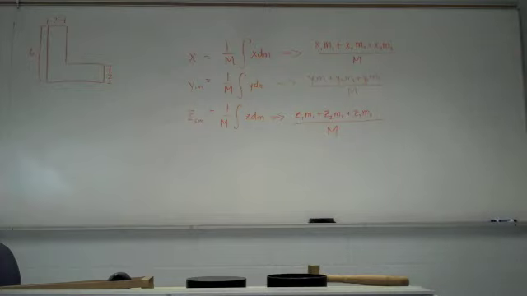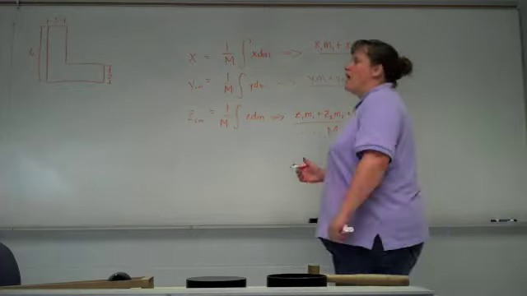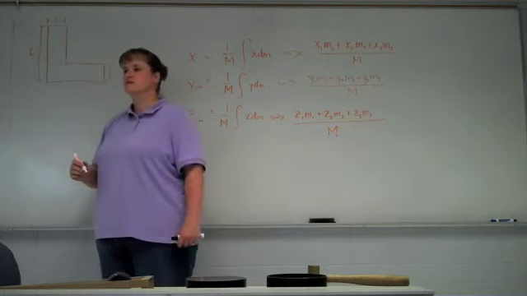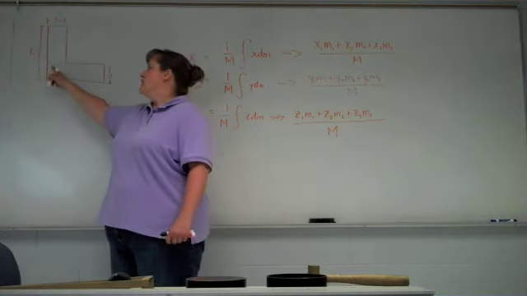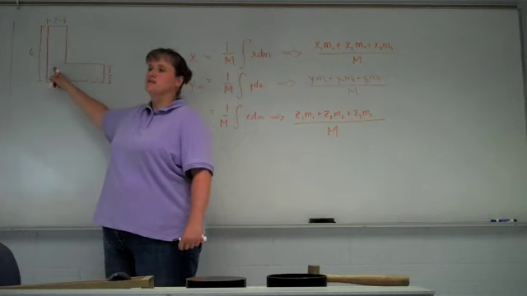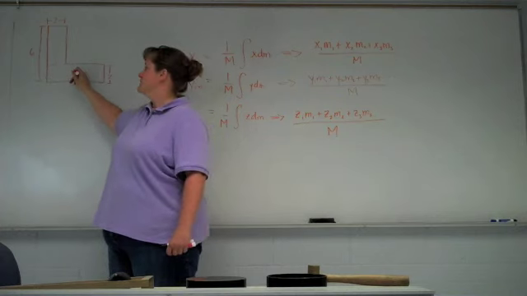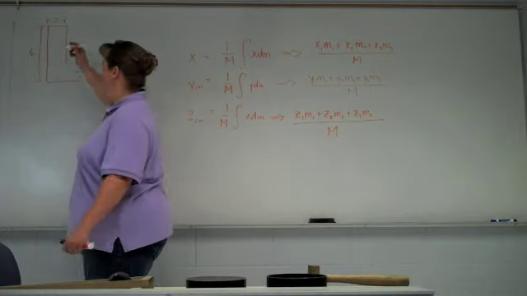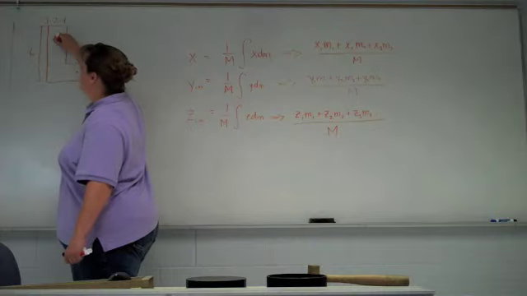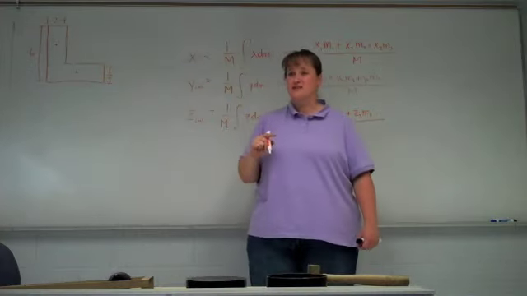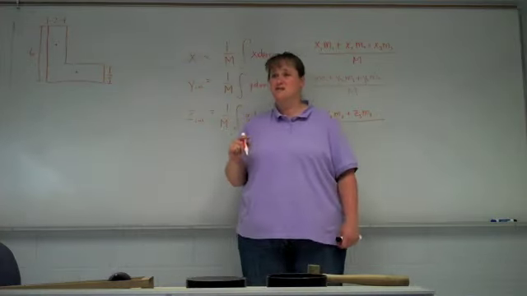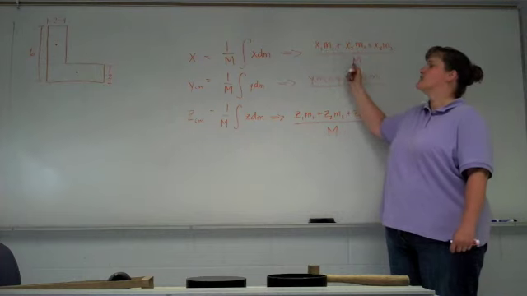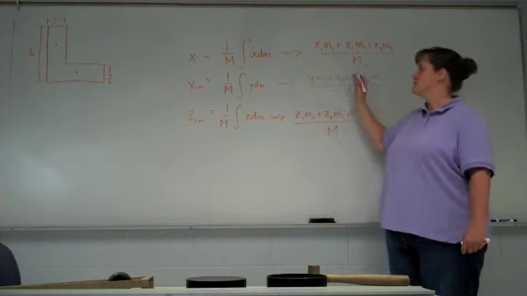So here, for our object, we could treat this as if it were just two rectangles. Where would the center of mass of a rectangle be? In its center. Yeah, we're assuming it's uniform. So we could actually treat this as if it were two pieces of mass, and use just the x1 m1 plus x2 m2 over m to find the x center of mass.